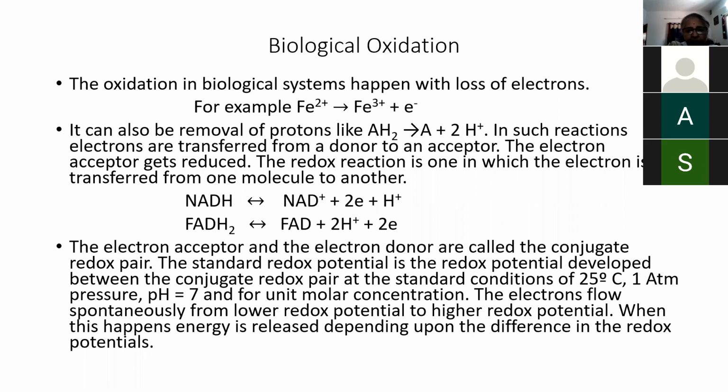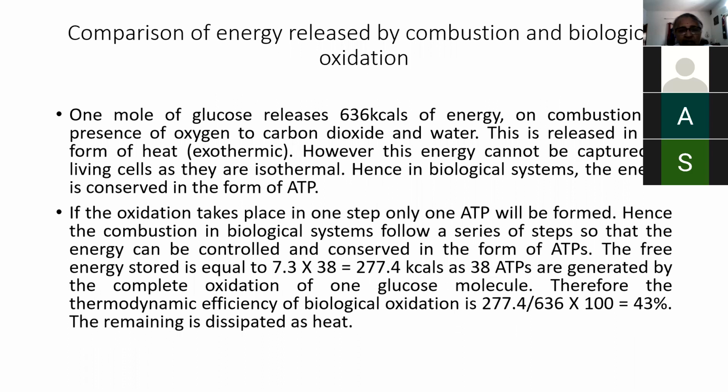However, this happens at standard conditions of pH 7, 25 degrees Celsius, 1 atmospheric pressure, and unit molar concentration. So before I move on to the electron transport chain, we shall see the comparison of the energy that happens in the lab and when it happens in the biological system. That is, comparison of the energy released by combustion and by biological oxidation.